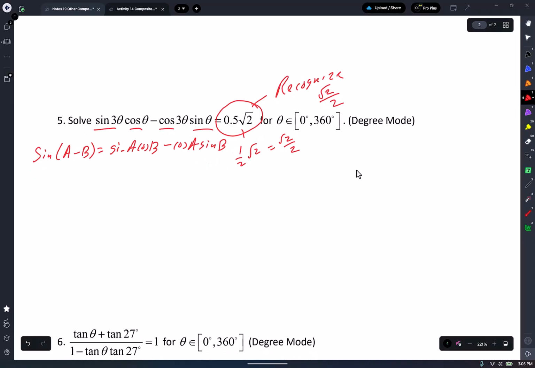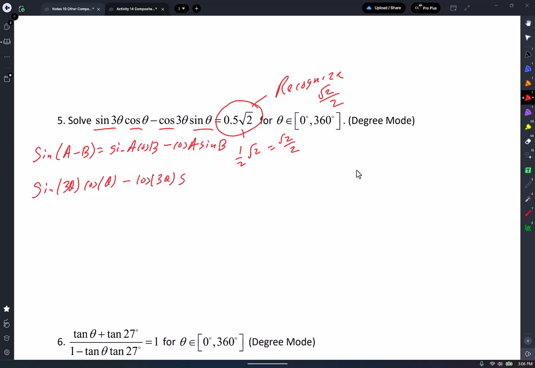So here it is. I'm going to rewrite it: sine 3 theta cosine theta minus cosine 3 theta sine theta. That 3 theta is like an A, and that theta is like a B. So I'm going to go sine, open parenthesis, 3 theta minus theta, close it. And that equals what I have here on the right-hand side, square root of 2 over 2.